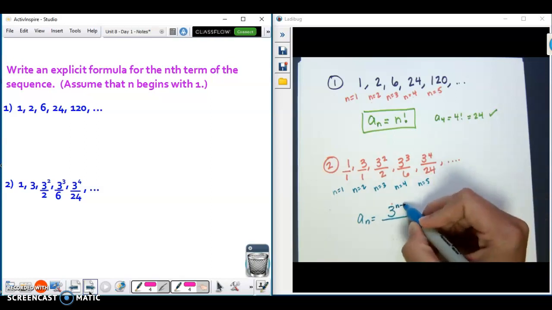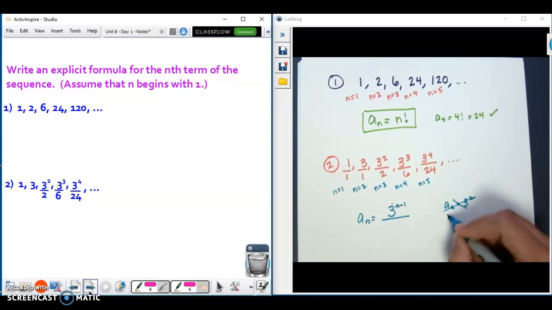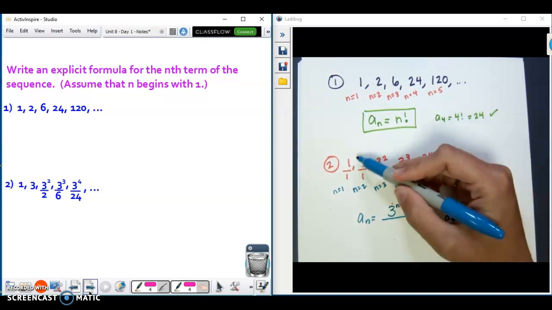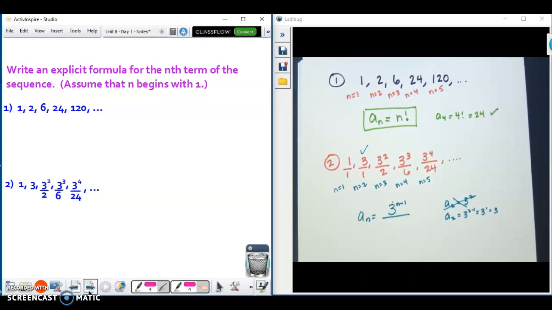So sometimes these n values get off a little bit. A lot of times to fix this, if you make this n minus 1, it'll work. So let's try this. If I do a sub 2, that would be 3 to the 2 minus 1, which would just be 3 to the first, which is 3. Well, that works for that one, okay? So 3 to the n minus 1 is what I need in the numerator.